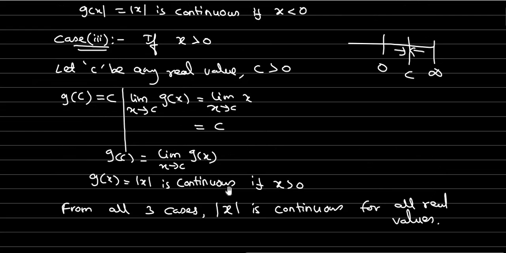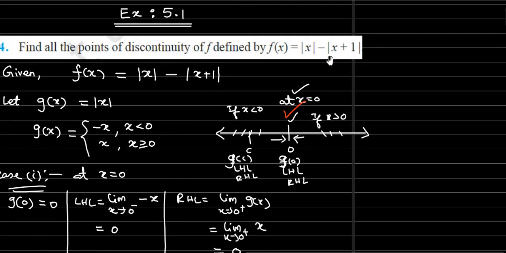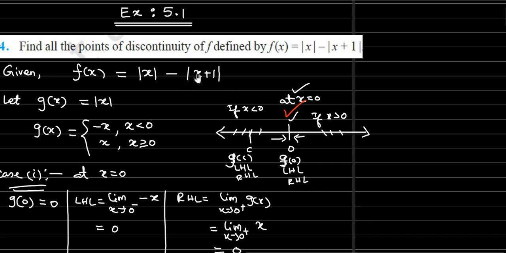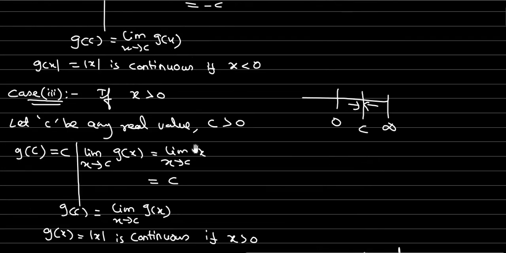Okay, now similarly, the second term of the given function. What is the second term of the given function? That is modulus of x plus 1. So modulus of x plus 1, separately we are going to check the discontinuity. Okay, so at what point the function is getting discontinued, that we will check. So I'm going to name it h of x as modulus of x plus 1.